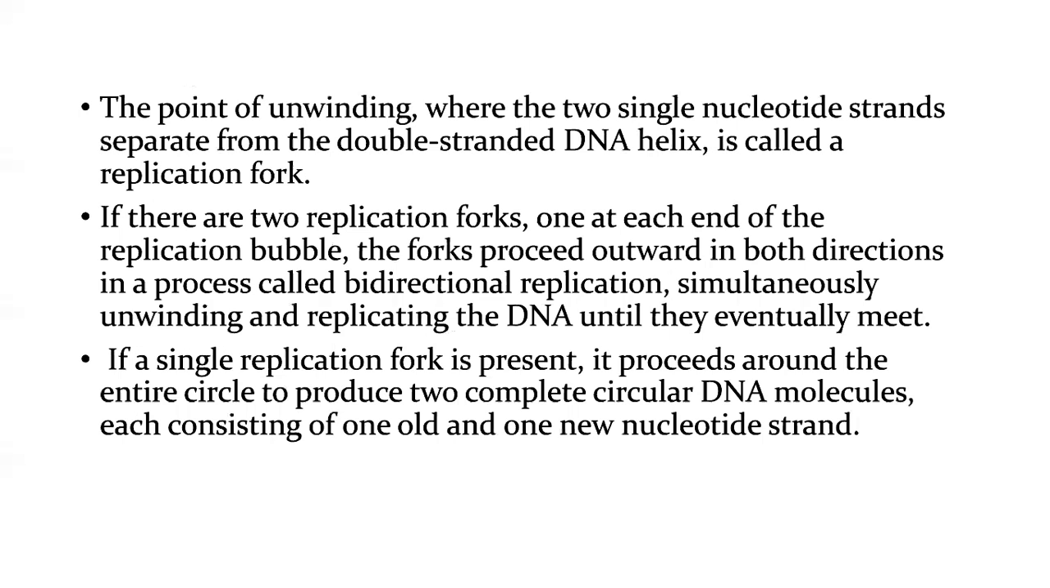The point of unwinding, where the 2 single nucleotide strands separate from the double-stranded DNA helix, is called a replication fork. If there are 2 replication forks, one at each end of the replication bubble, the forks proceed outward in both directions in a process called bidirectional replication, simultaneously unwinding and replicating the DNA until they eventually meet.